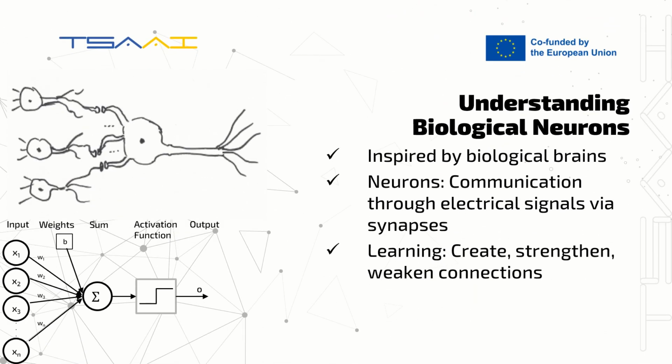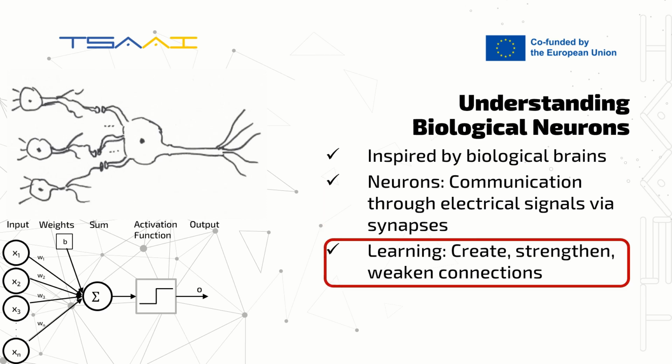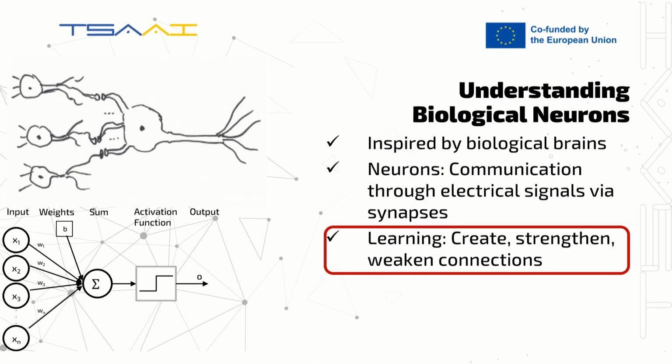Before we delve deeper into ANN, let's draw inspiration from biology. Neurons, the fundamental units of a biological neural system such as the brain, communicate through electrochemical signals via synapses. Learning in the brain involves creation of new connections between neurons in our early childhood and strengthening or weakening these connections throughout our whole life.